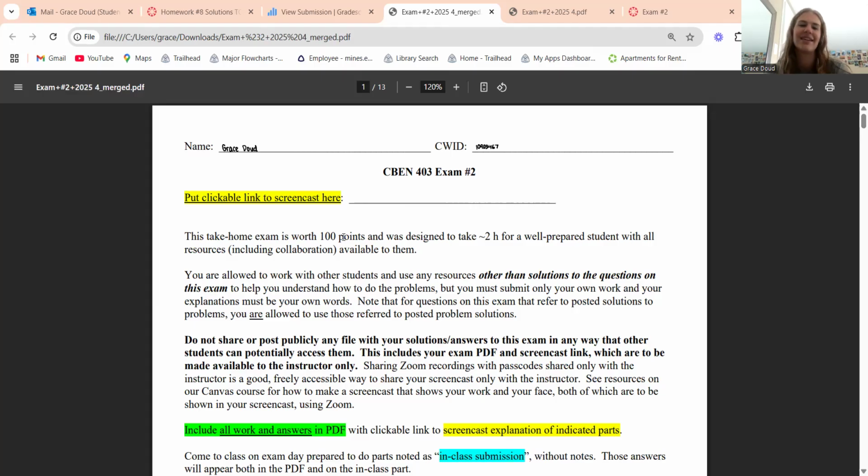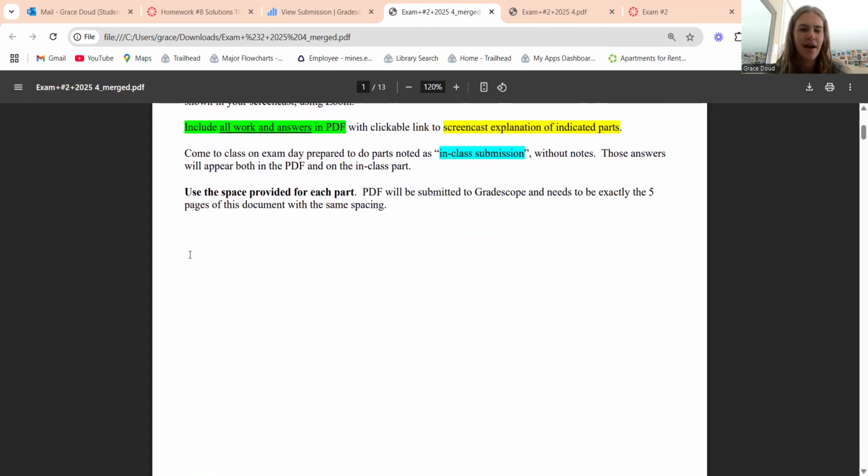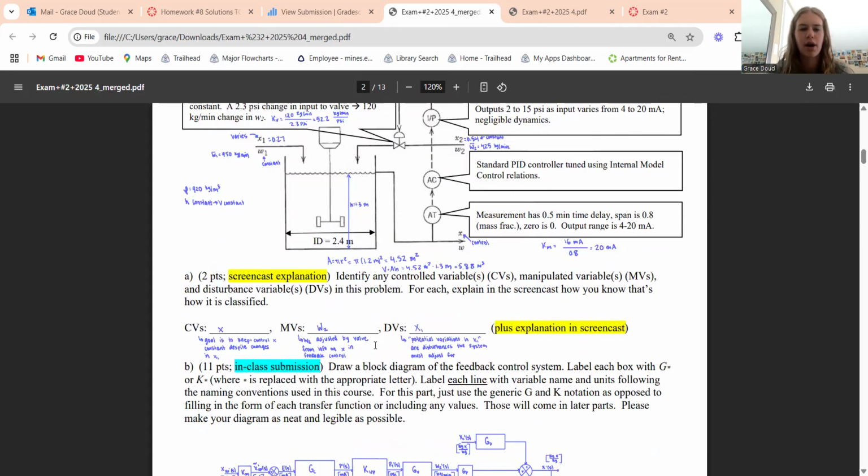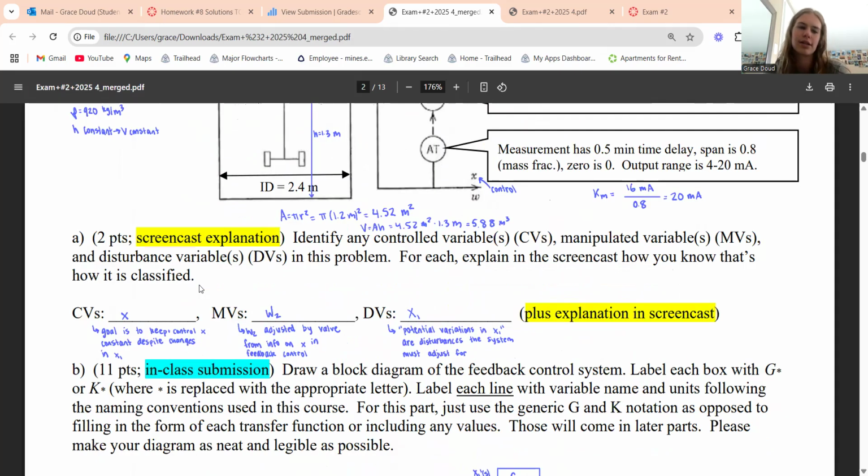And welcome to my Exam 2 screencast. So jumping right into 1A, we're identifying the different variables in the system.